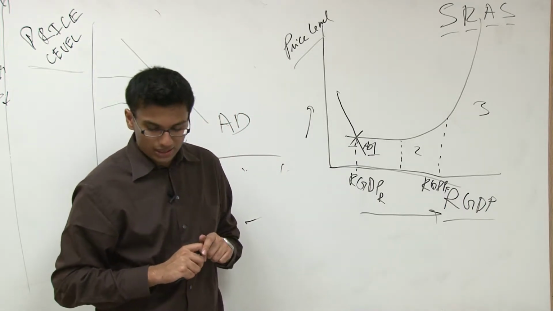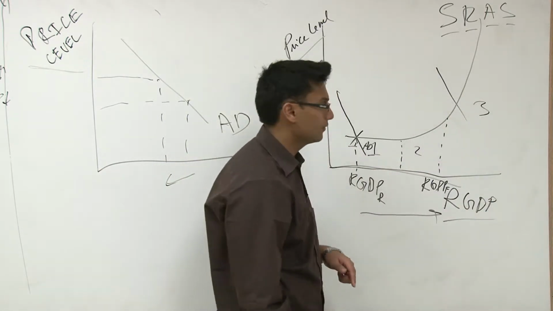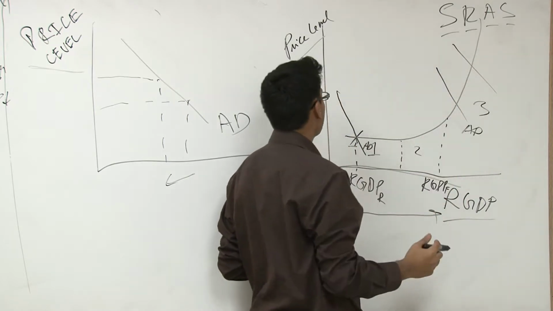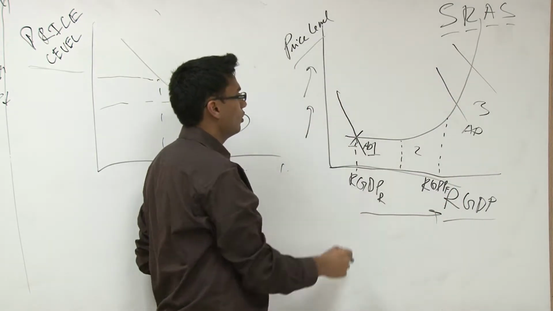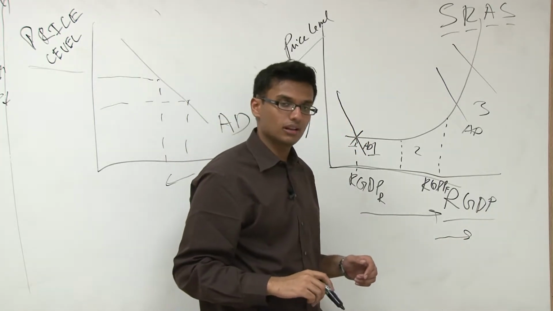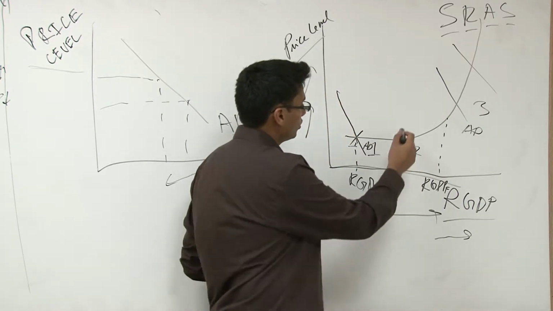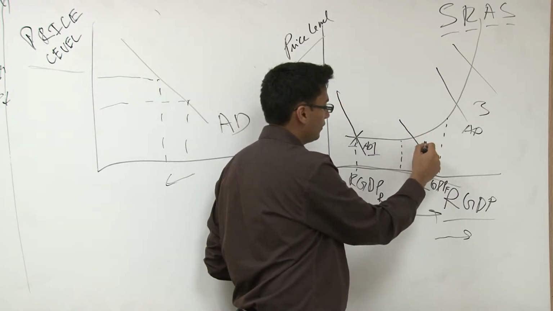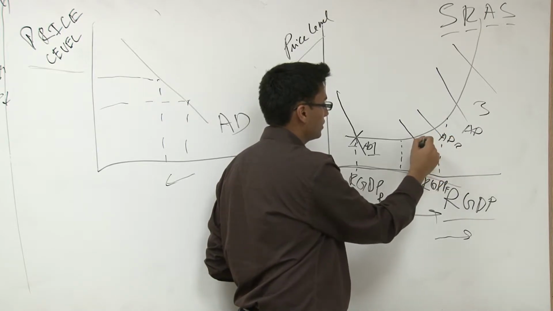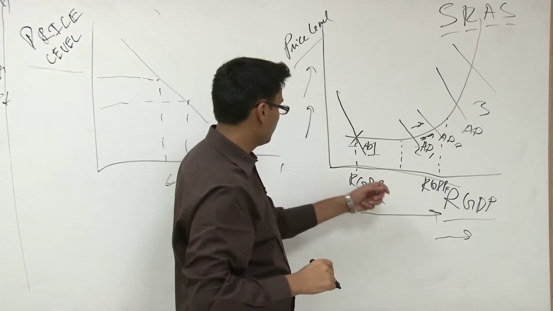But let's say we're in area 3 in AD. My AD is over here, and we shift here. My prices have actually gone up exponentially, while my RGDP has increased not so much, relatively, by a very small amount. So in area 2, we're increasing our AD. If we're shifting our AD from AD1 to AD2, let's say, we increase both our price levels and our RGDP.